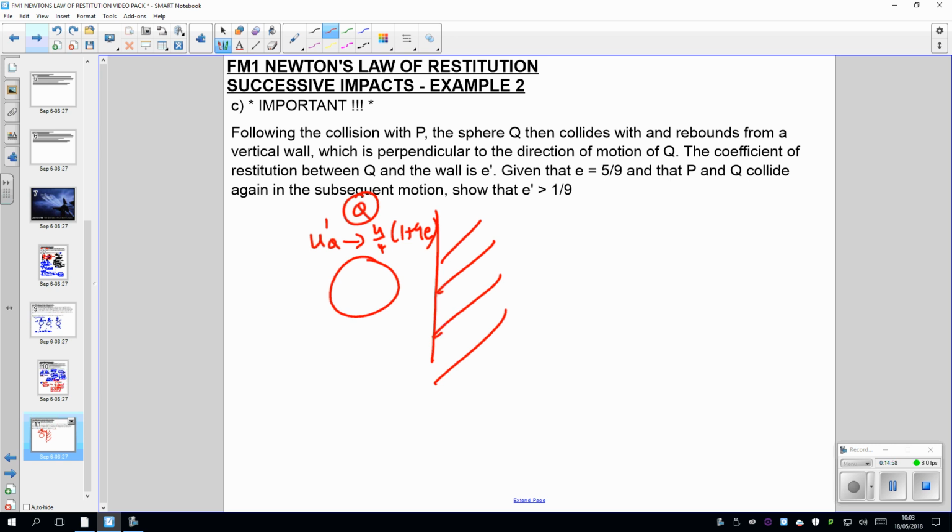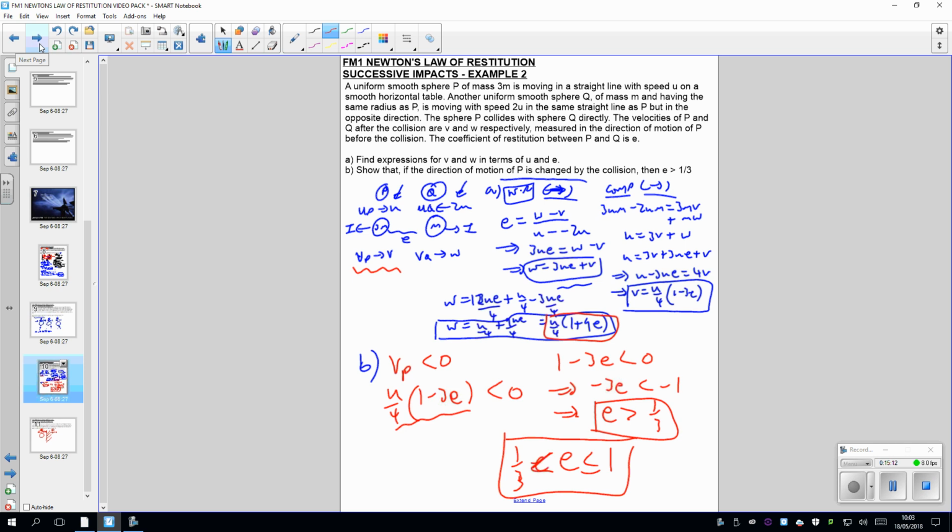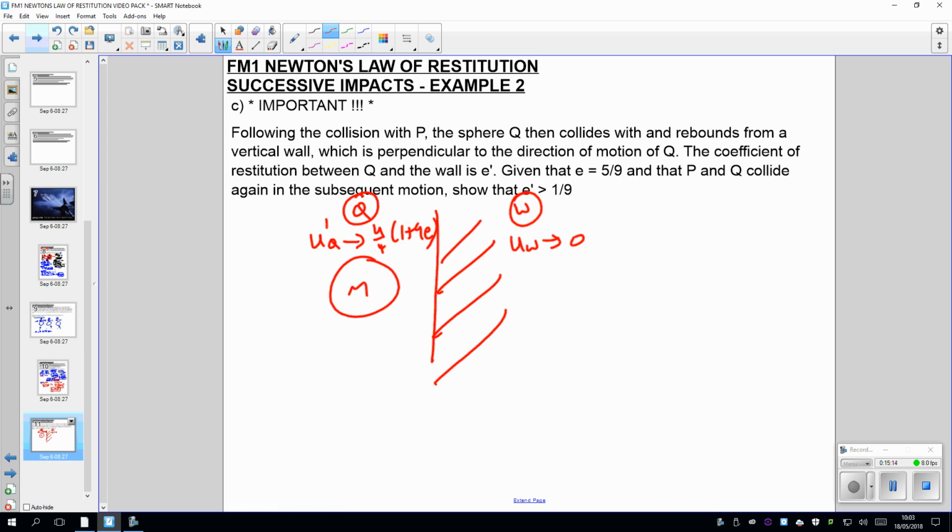And it says, so there's the wall. And remember the wall, I'm going to call that W, and the wall's stationary. So I'm going to call that UW going 0, right? We know the mass of Q was M, and it's telling us the coefficient of restitution is E prime. So let's call that E prime.